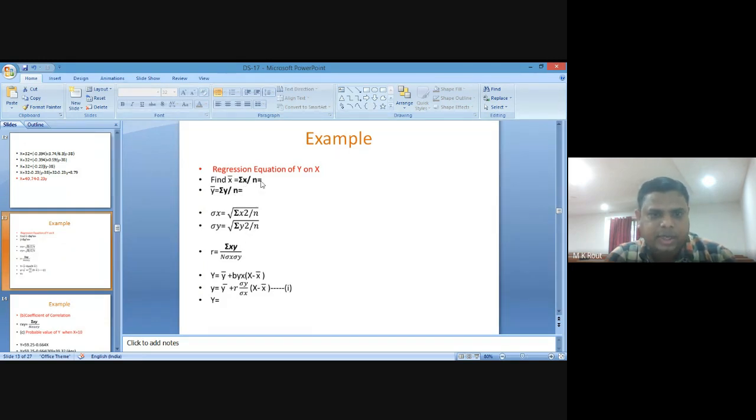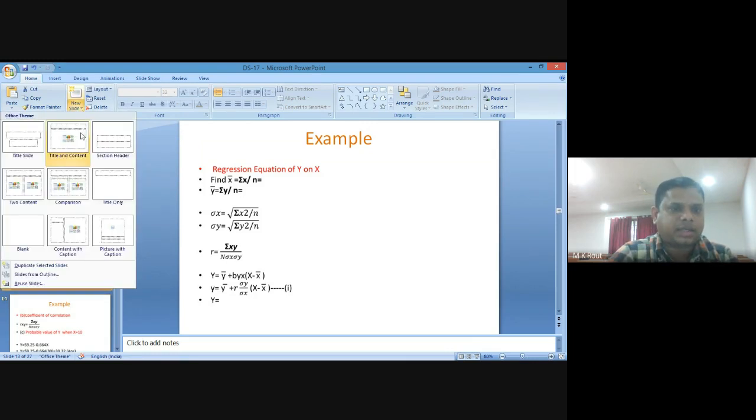That means x bar equals 32, and y bar equals 38. Sigma x equals 3.74. Sigma y equals 6.3. R equals minus 0.394, and put all the values in the data. That means if you go for the calculation of y on x, I just add another slide.